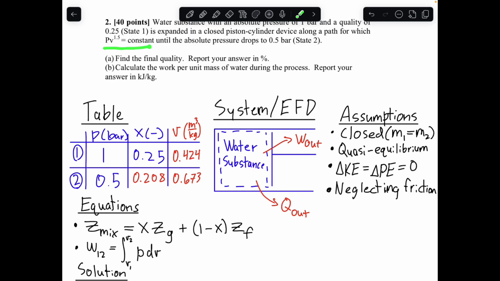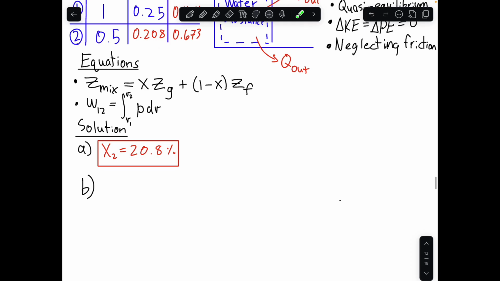Well, remember we have this equation, PV to the 1.5 is equal to a constant. So in order to evaluate this integral here, we need some version of pressure that has specific volume in it. And we can get that from this equation. We can just move specific volume over to the other side and find that equation for pressure. So that's the approach we're going to take. And so I'll start out here just by writing out our work.